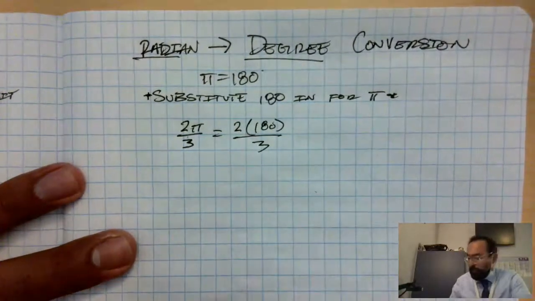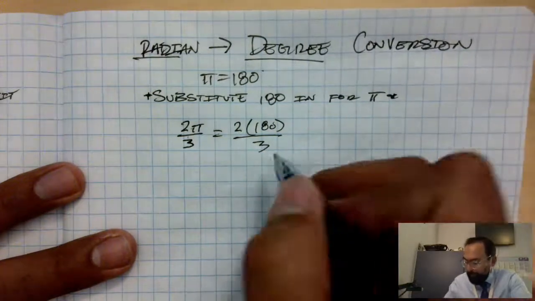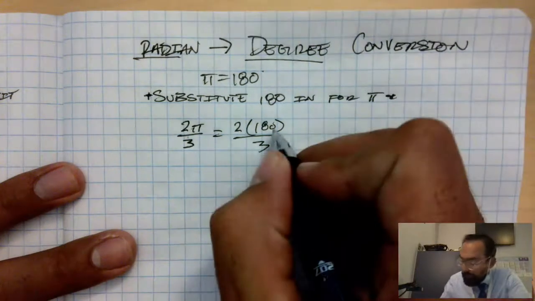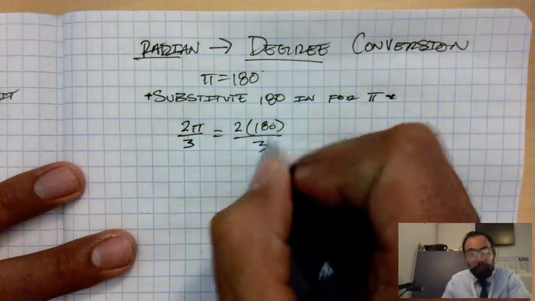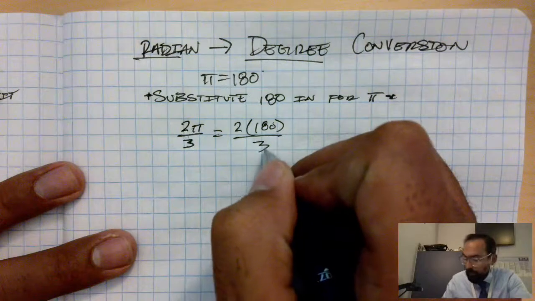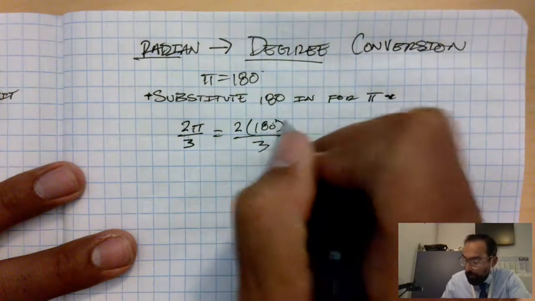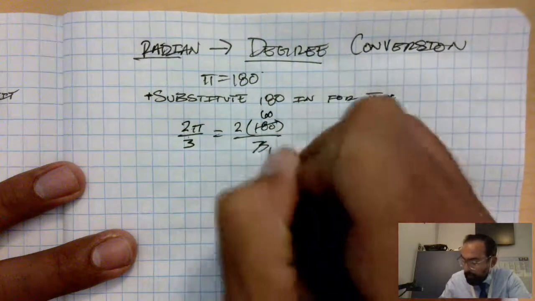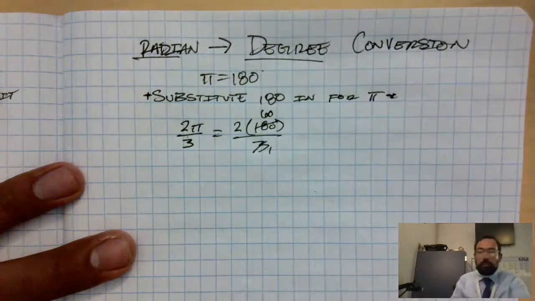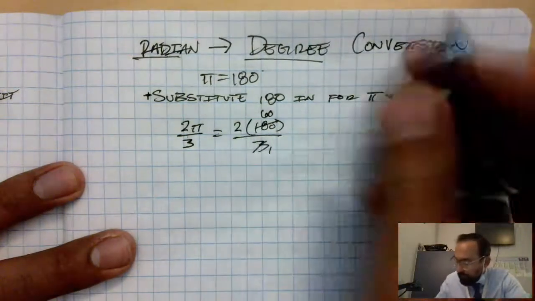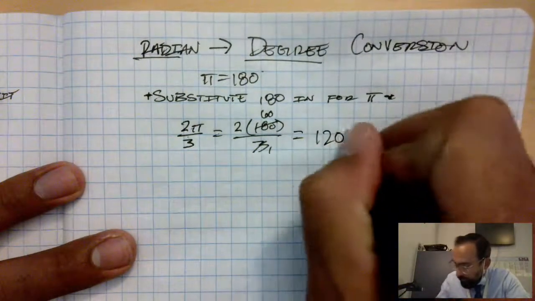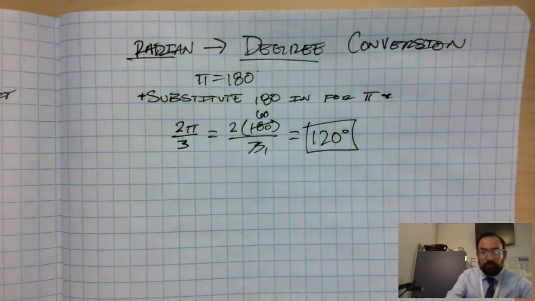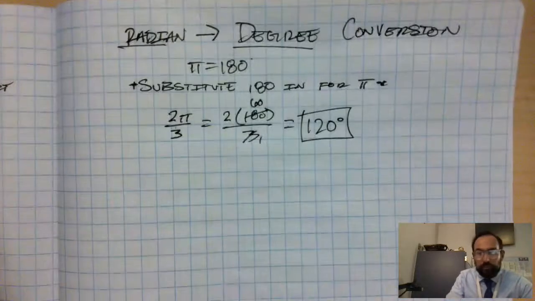Okay? So before I complete this calculation, I'm going to simplify 180 and 3. 180 and 3 are both divisible by, obviously, 3. So 180 divided by 3 is 60, and 3 divided by 3 gives me 1. So all I have to do is multiply 2 times 60, and that's going to give me 120 degrees. That's how easy it is to convert from radians to degrees.